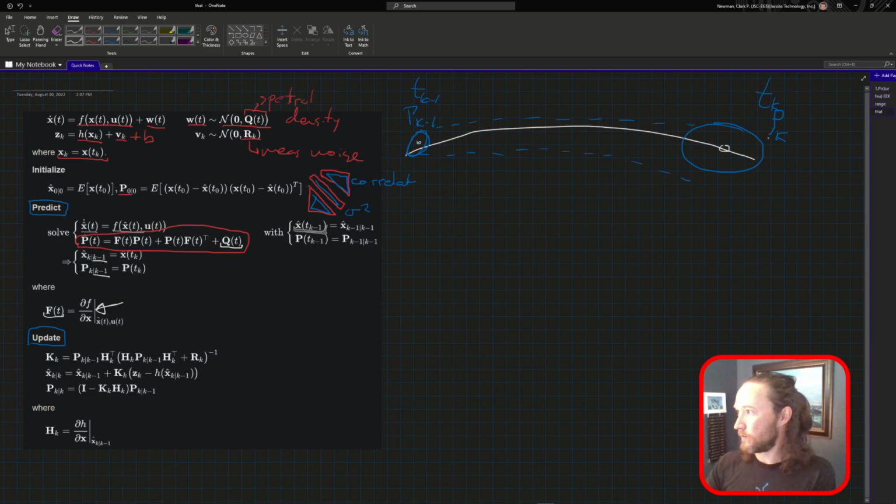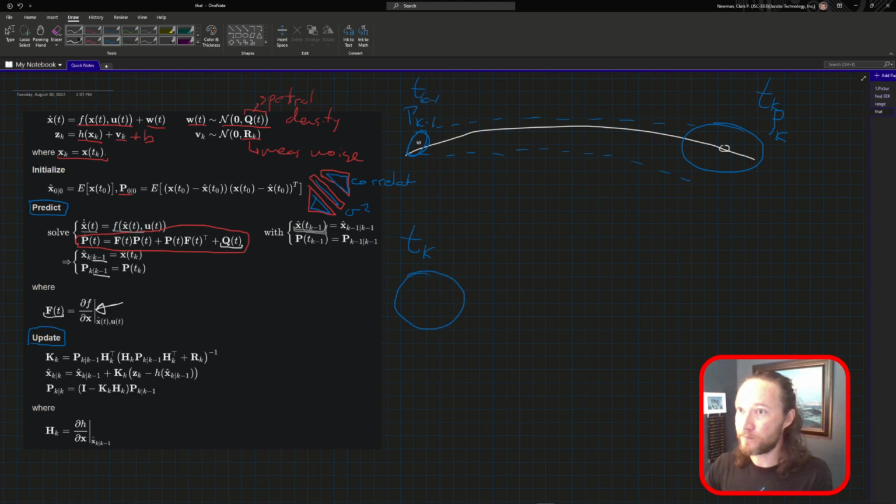So from here, I'm just going to recast that back over here. So now we're at TK. This is the next step. So we're at the update now, right? So we've got our big covariance. We've got our estimate lying in the center of that covariance. And so what we do is we calculate our Kalman gain, and this has a few parts to it.